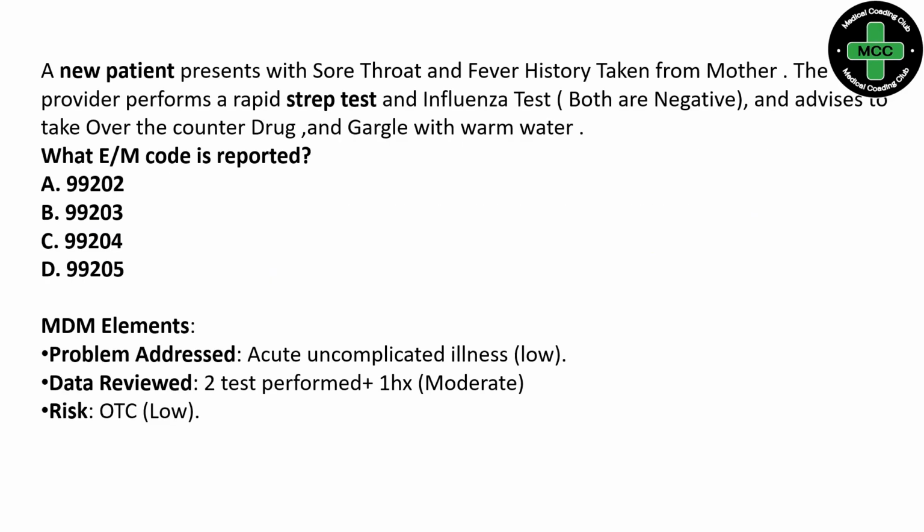So here, a new patient presents with a sore throat and fever, with history taken from the mother. The provider performs a rapid strep test and an influenza test, both negative, and advises taking an over-the-counter drug and gargling with warm water. So the problem is sore throat and fever. For that, the mother has given the history and the provider performs a rapid test and an influenza test. So two tests are performed and he advises an over-the-counter drug. So just see the rationale.